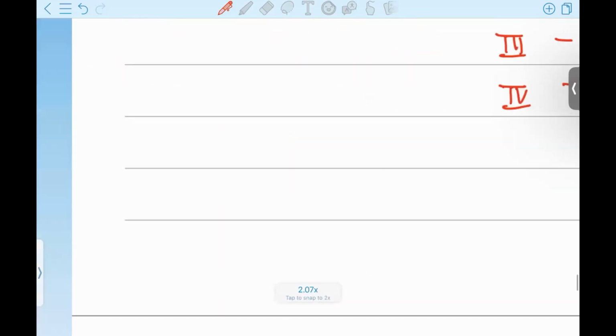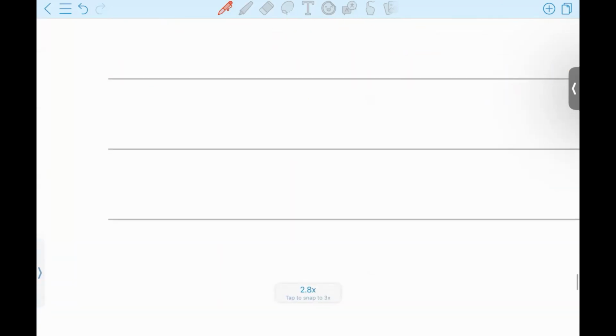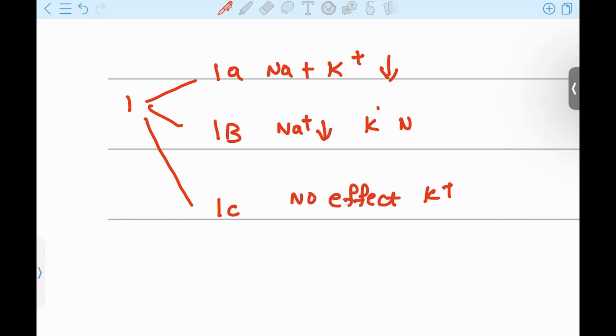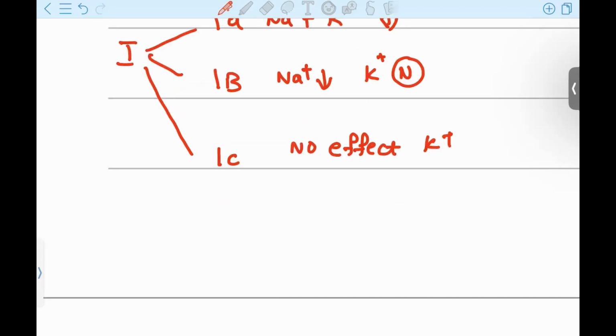If we discuss the subclassification and their specific features, your first class is subdivided into 1A, 1B, and 1C. What are those? In 1A, along with the sodium, it will also block the potassium. Both will be blocked here. In 1B, only sodium is blocked, but the potassium is normal. And in 1C, there is no effect on the potassium. So the first class is subdivided into 3 other types.